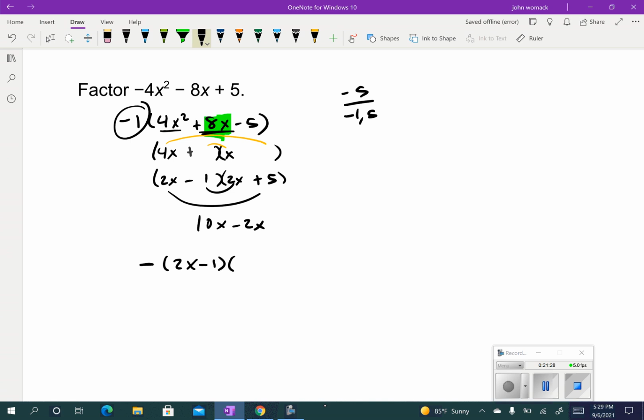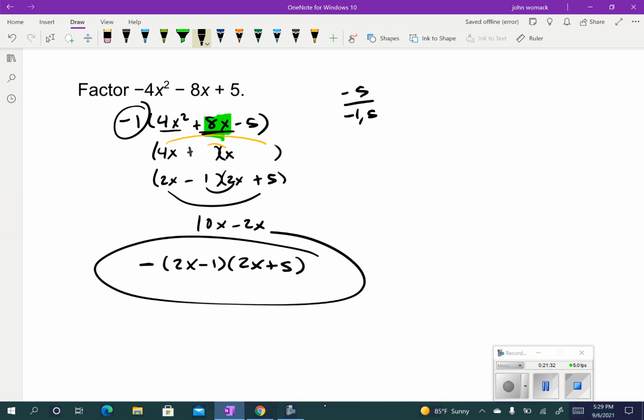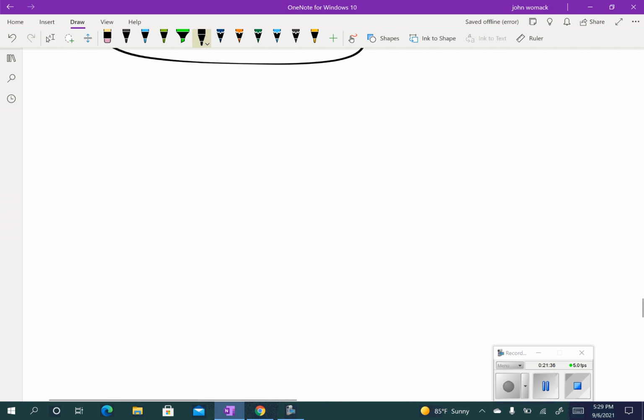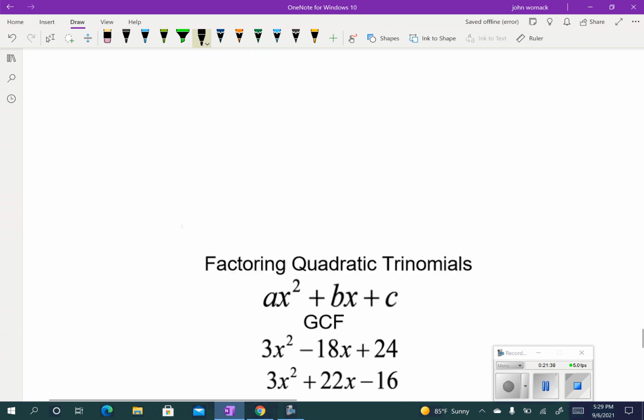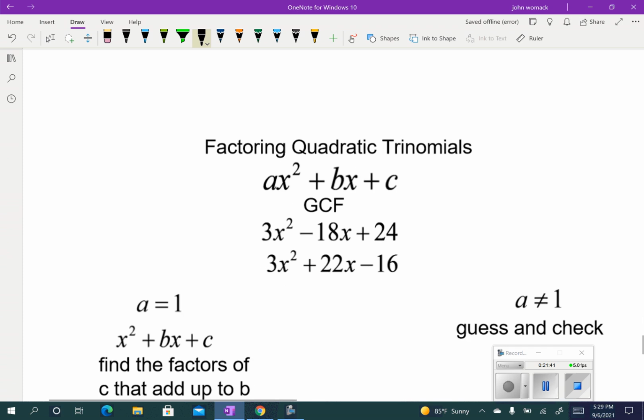I have 2x minus 1 times 2x plus 5. So if you ever do have a negative in front, factor out a negative before you try going through the whole factoring process. So you can see these are a little bit tricky. They take some getting used to, but usually we do pretty good with them by the end.